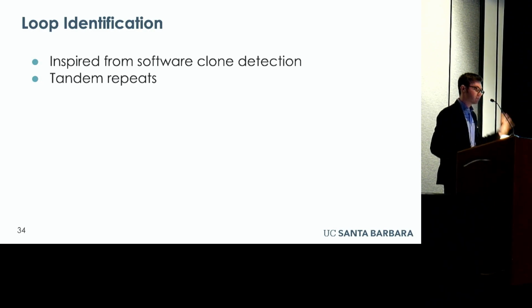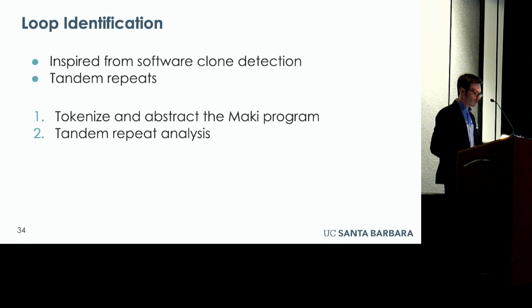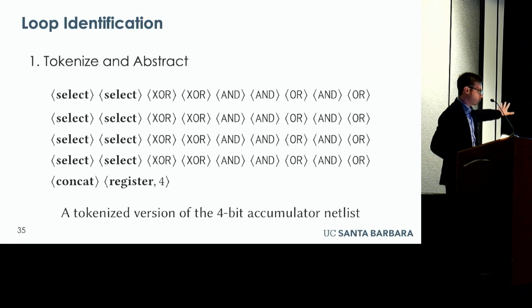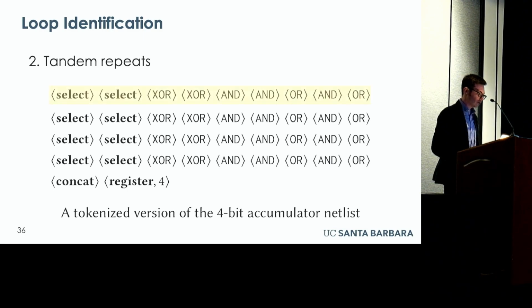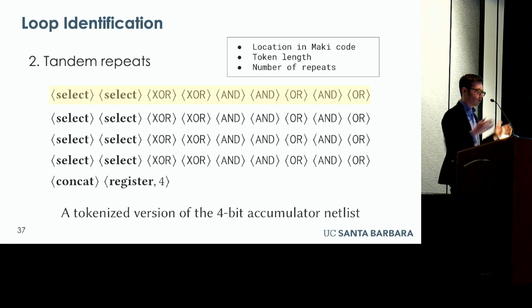The process for identification is actually pretty straightforward. We tokenize and abstract the Maki program coming from the netlist, and then we do a tandem repeat analysis, which is a standard sequence analysis. This is that example after we tokenize and abstract the 4-bit accumulator netlist and do tandem repeat analysis. This one is fairly small, so we can visually see where the tandem repeats are. When we do this for the whole netlist, we get back all the different loop candidates, how long they are, and the number of repeats.